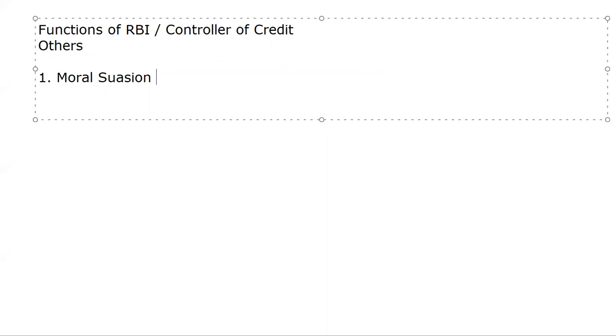Normally, what happens? The central bank succeeds in convincing the banks as it acts as their lender of the last resort. However, no punitive action is taken in case they do not follow the advice or the request. So this is the moral obligation by moral suasion. The RBI, the central bank of the country, tries to create a moral obligation on the commercial banks that they must adhere to the policies of the RBI only. Next, we could say selective credit controls.